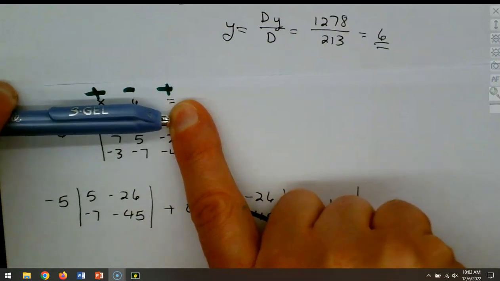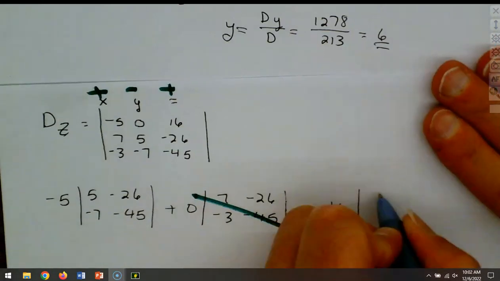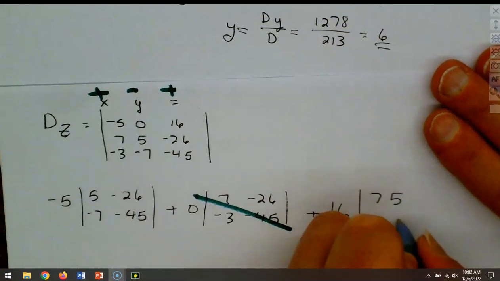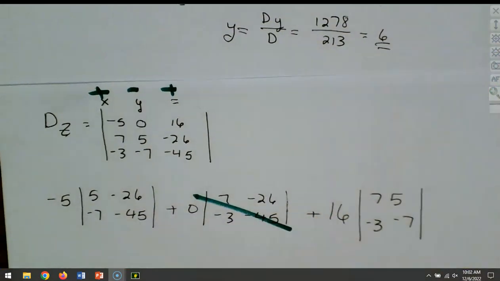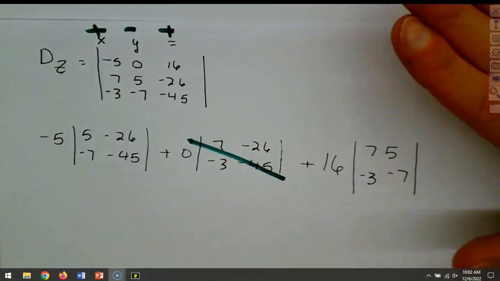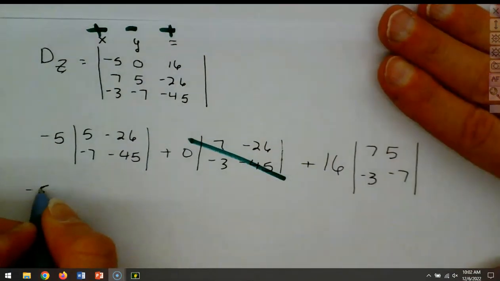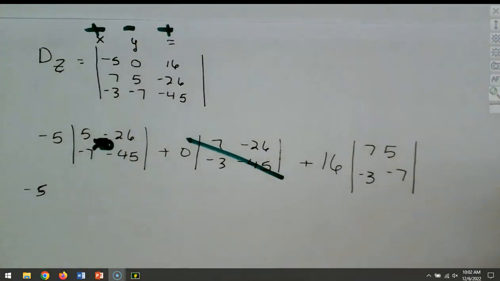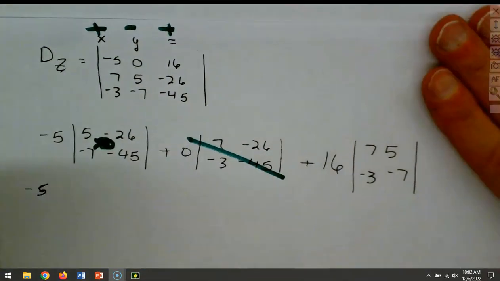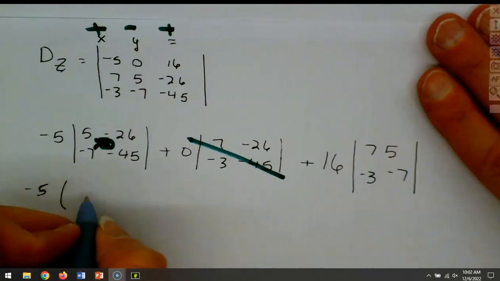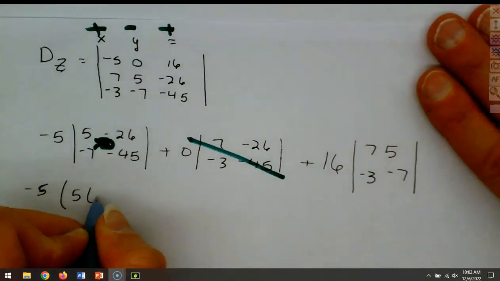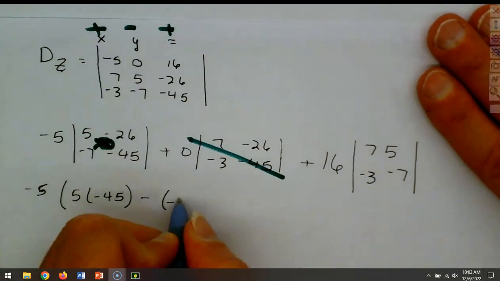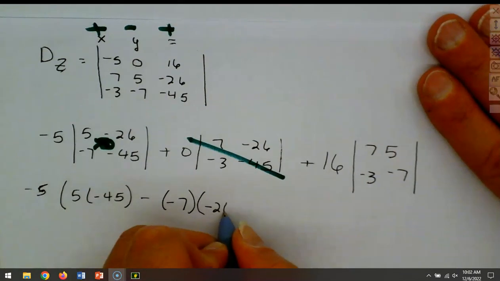Okay, when we cover it up, we've got 7 and 5. And we've got minus 3 and minus 7. Okay, so what do we have left? We have minus 5. And again, write up what we've got. Be very, very careful with the sign. It is so easy to make a mistake with the signs. So that is 5 times a negative 45 minus a minus 7 times a minus 26.